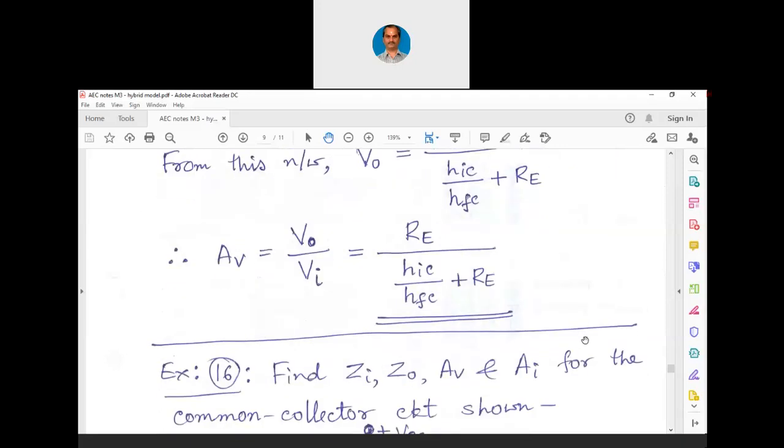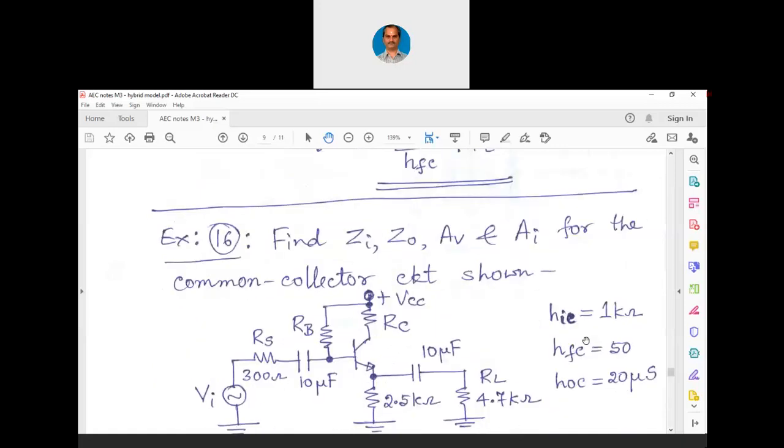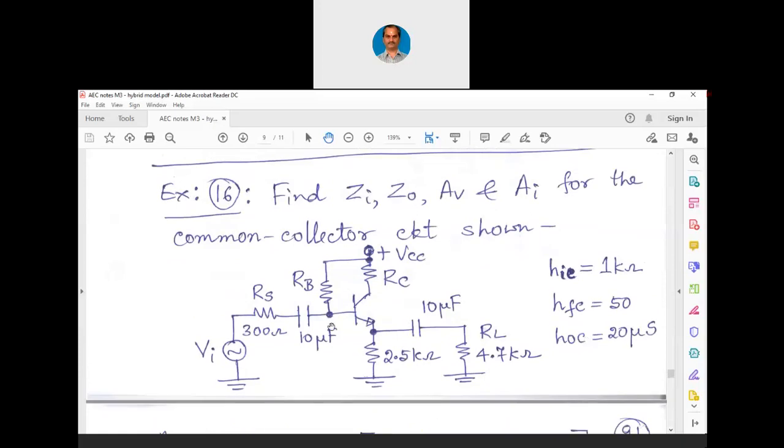Fine. Let us have an exercise now for this common collector circuit. Common collector circuit is nothing but emitter follower. You are seeing this circuit, that's an emitter follower. We are taking output of the emitter, and you can see there is an input source, then we have a series resistance Rs, then we have a DC blocking capacitance, then we have RB and RC, we have an AC coupling capacitance at the output, then we have a load 4.7 kilo ohms, and we have this RE 2.5 kilo ohms. The value of RB and RC are not explicitly stated here, but value of HIC is given 1 kilo ohms, HFC is given 50, HOC is given 20 microsiemens. Even if the value of RC is given there, will it make much difference for us?